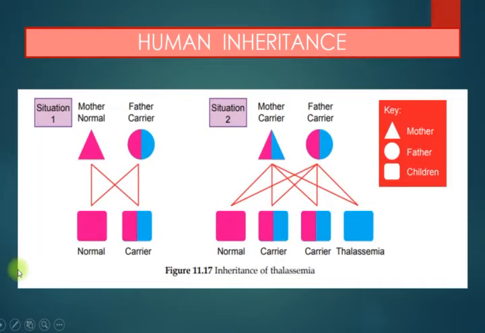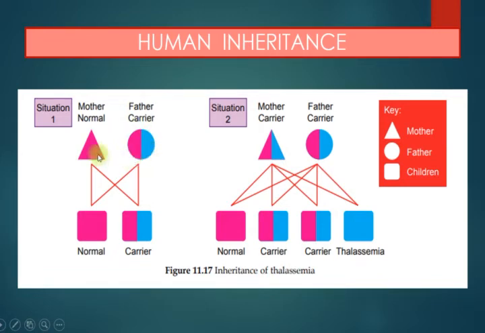Let's take a look at examples of the inheritance of thalassemia. There are two situations here. Before that, I want you to understand the key: the triangle refers to the mother, the circle refers to the father, and the square refers to the children. Situation 1: the mother is normal, and the father is a carrier for thalassemia.